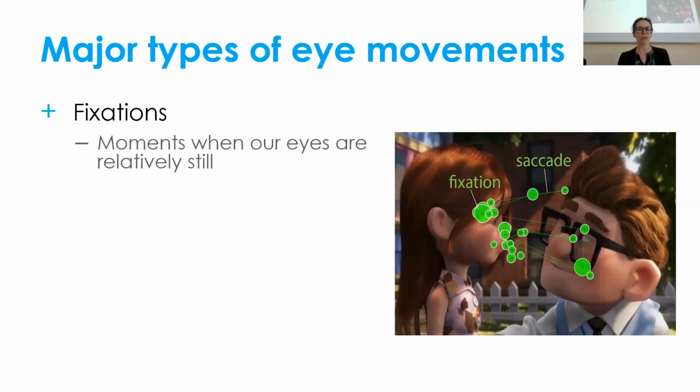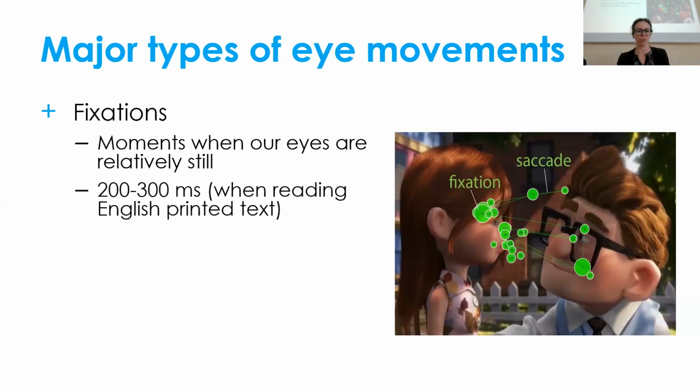Fixations are movements when the eyes are relatively still. And we say relatively because we will see later that there are some micro movements occurring within fixations themselves. They tend to be between 200 and 300 milliseconds when we're reading printed text. In the next slide, we have a more precise average.